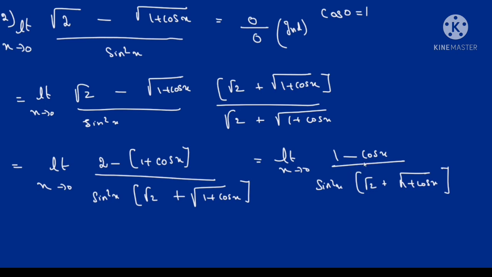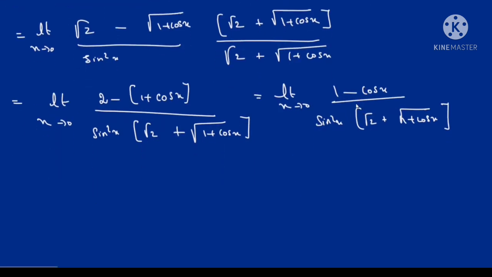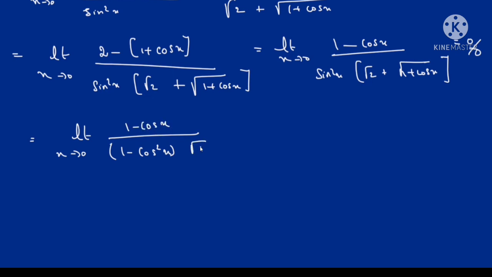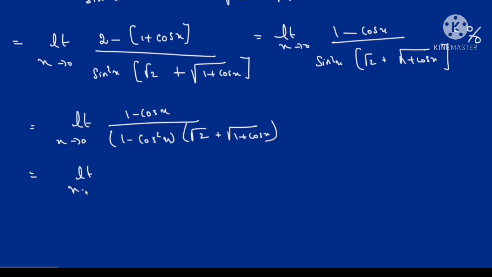When you put x is 0, cos 0 is 1. So again you are getting 0 by 0 form. So we can simplify this further. We can write sine square x as 1 minus cos square x, and the numerator is 1 minus cos x, and this is root 2 plus root of 1 plus cos x.